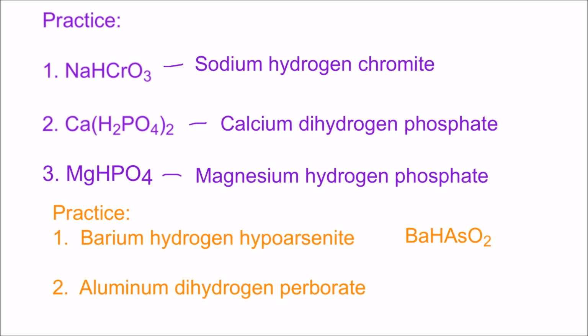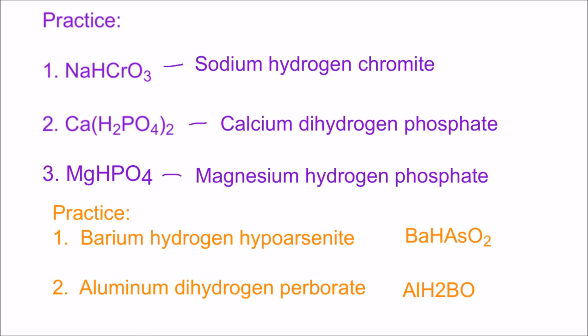Alright, let's do the next one. Aluminum dihydrogen perborate. Okay, let's write the symbol for aluminum. Then we have dihydrogen, which means there's 2 of them. And then we have perborate. Bor is giving us the stem of boron, and then ATE is letting me know that this is a polyatomic anion, so there's got to be oxygens there too. So let's write the symbol for boron and oxygen.